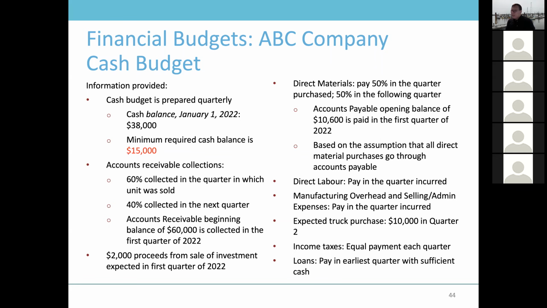And also I need to pay income tax, and that's the equal payment each quarter. And also we are trying to pay back the loan as long as we have sufficient cash, okay? If there's sufficient cash, we are trying to pay back the loan as early as possible, okay? So that's the information provided in this example, okay?